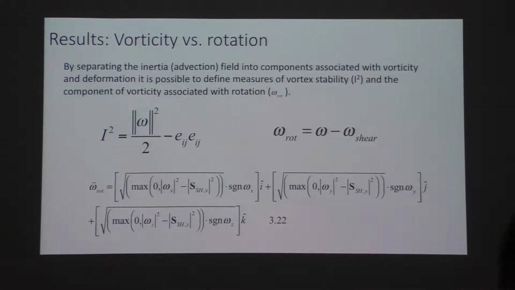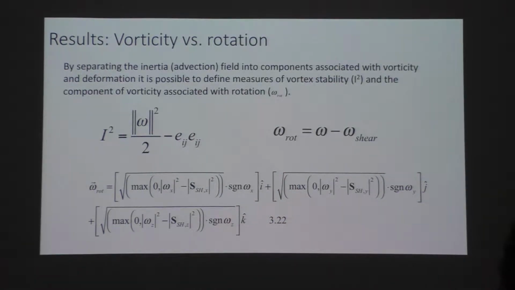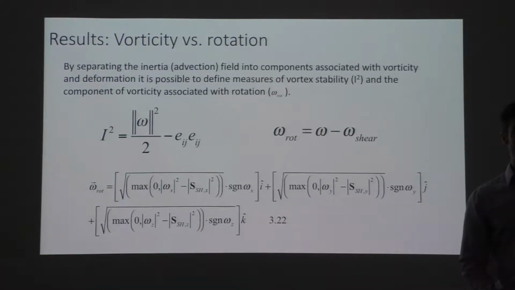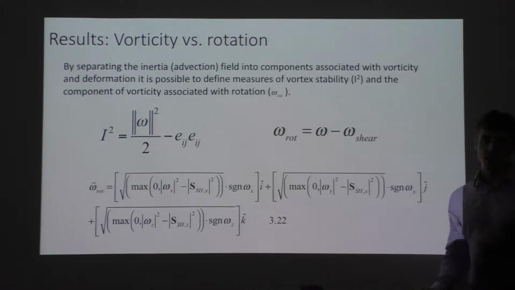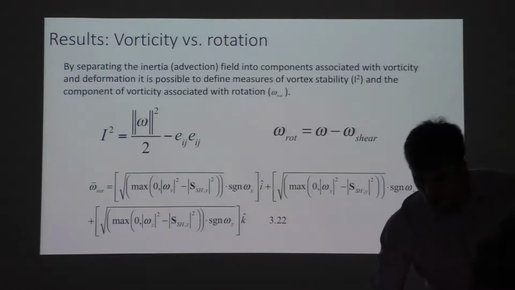Therefore, we can separate the inertial field, the advection field, into effects associated with vorticity and deformation. This parameter over here, which we refer to as the square of the inertial frequency, is effectively the square of the vorticity magnitude minus the square of three-dimensional deformation. On the right here, we have something that I've referred to as rotational vorticity, following Kohler in 2007, who defined something similar. Effectively what we do is simply subtract out the shear component of the vorticity, which leaves the vorticity associated with the rotation.